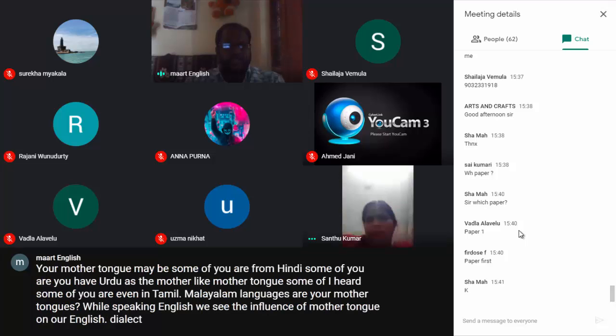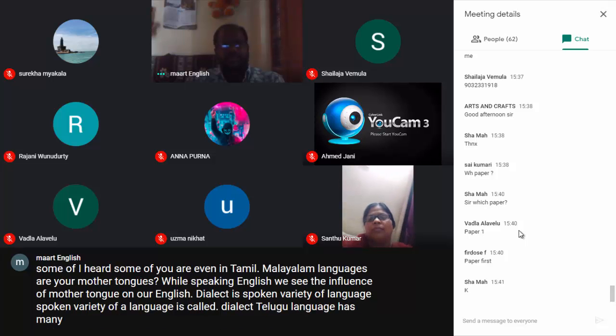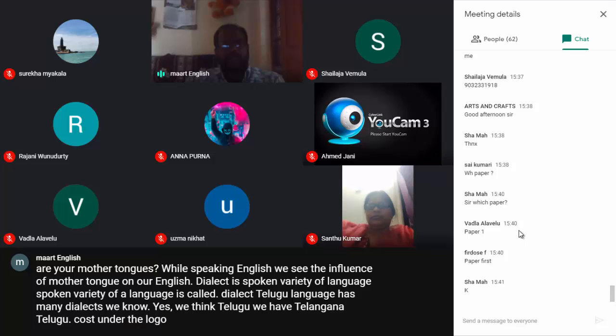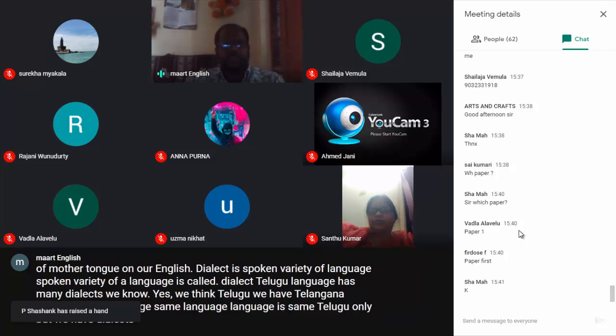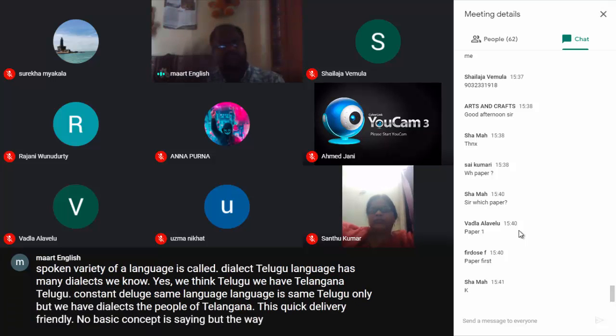Dialect is a spoken variety of a language. Telugu has many dialects. Within Telugu we have Telangana Telugu, Coastal Andhra Telugu, Rayalaseema Telugu. The language is the same, Telugu only, but we have dialects. The people of Telangana speak Telugu differently. The basic concept is the same, but the way of speaking is different.